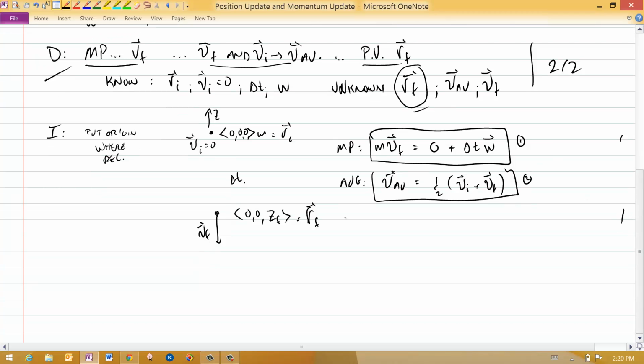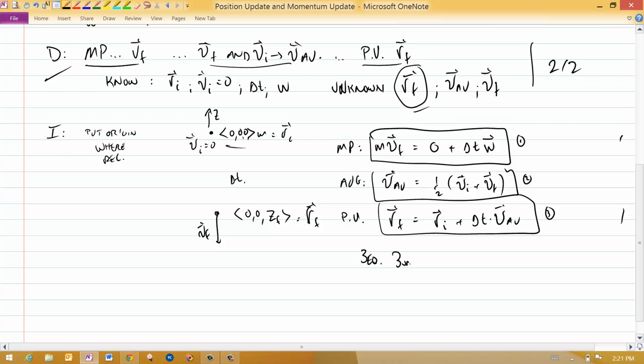And then equation number 3 is the position update idea that tells us where the object has gone. R final, which we do not know, is equal to R initial, which is 0, plus delta t times v average. And those are the 3 fundamental ideas that will solve this problem. I've got 3 ideas and 3 unknowns, 3 equations, 3 unknowns. So I'm going to have a solution, and I can go on to execute.